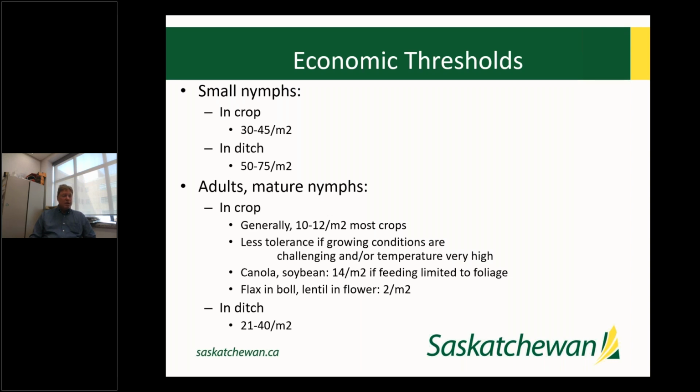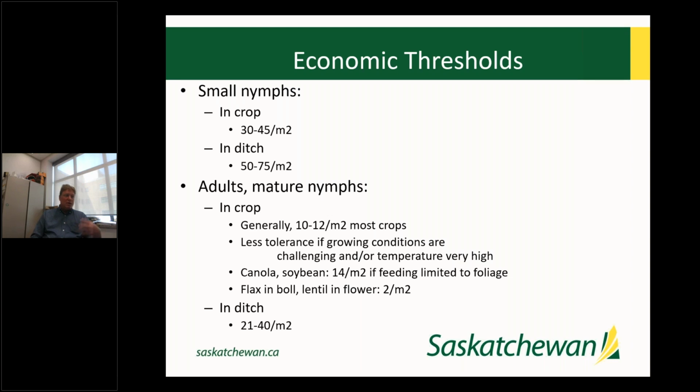for most crops. For canola and soybean, they're more tolerant to foliar damage, so 14 per square meter is our guideline for that. If they're munching on pods, though, that's obviously the cash component of those crops, so you're going to want to weigh those case by case. Typically, canola is not a preferred host plant of these animals, though again, push comes to shove, everything's on the menu for some of these species. In the ditch for adults, 21 to 40 per square meter.